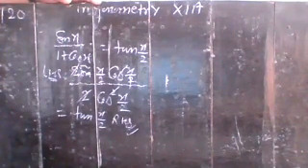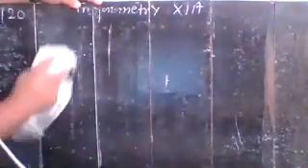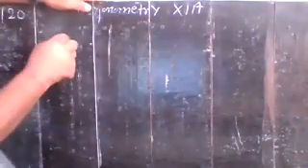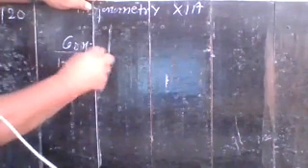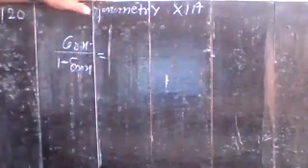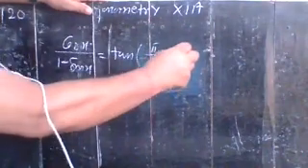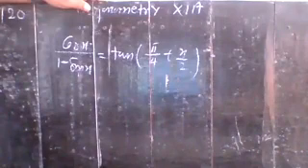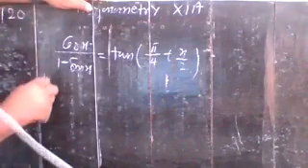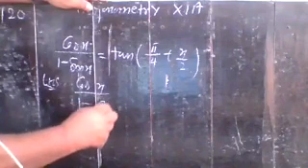Your next question in the same way. Here you have to prove cos x upon 1 minus sin x is equal to tan of pi by 4 plus x by 2. Here you prove this result. So in this case, again you take the left side: cos x upon 1 minus sin x.